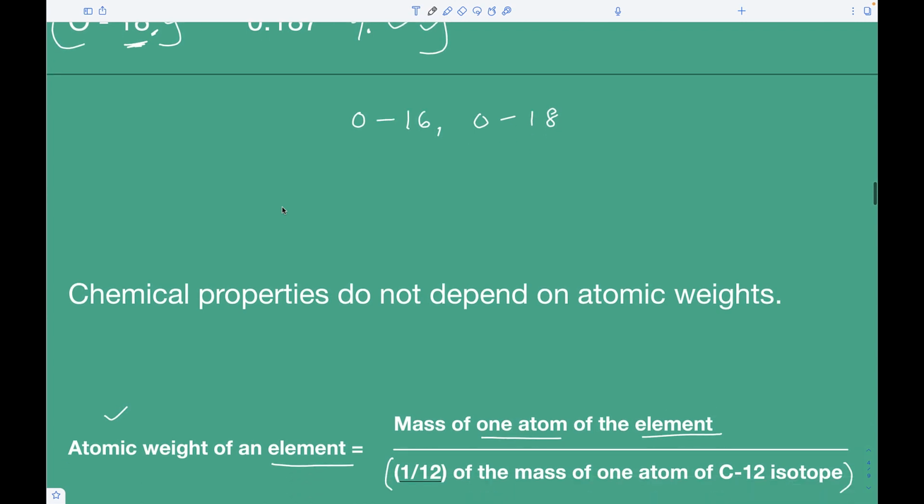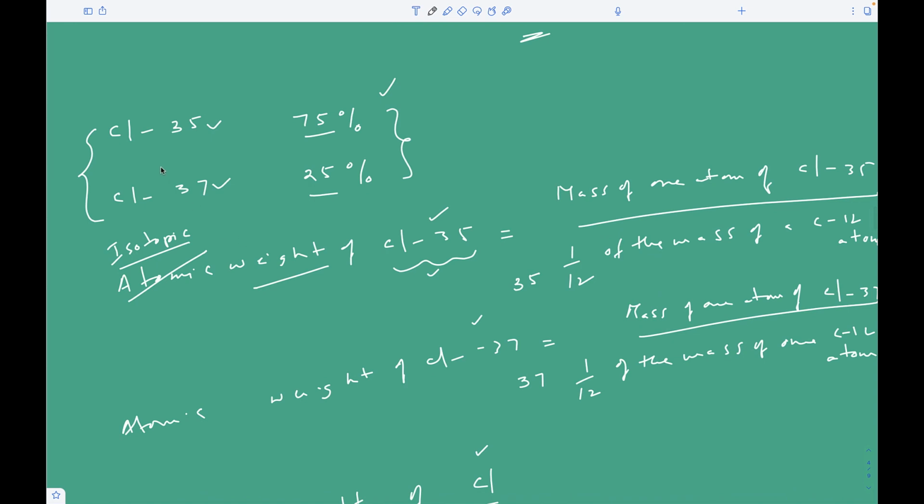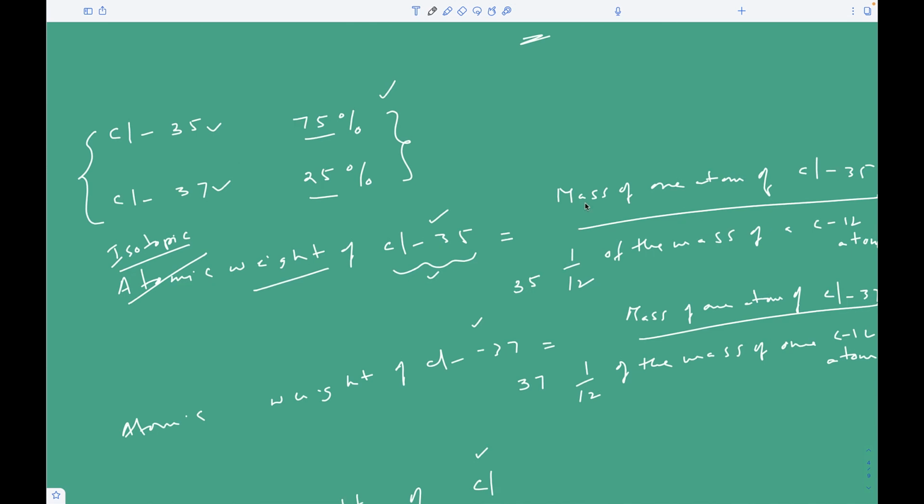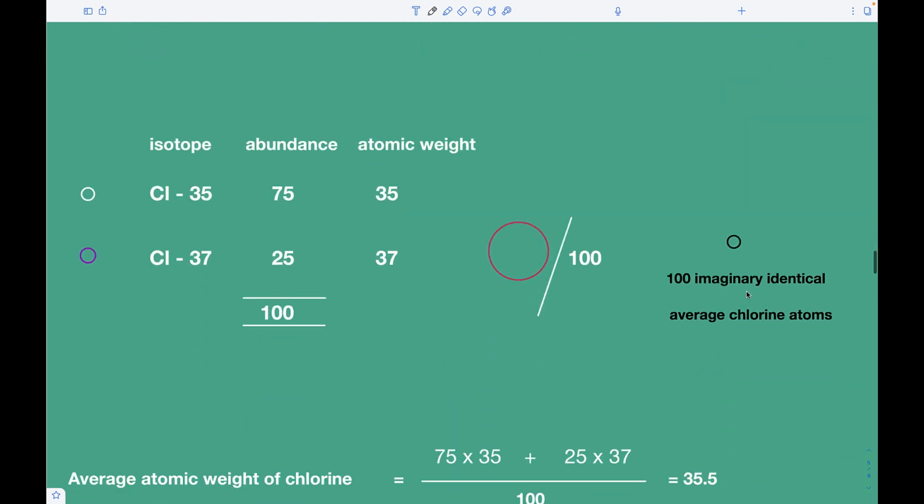Remember, the chemical properties do not depend on atomic weights. See, chlorine 35 and 37 have different atomic weights, yet they have identical chemical properties. You cannot separate them by using chemical reactions. So as far as chemical reactions are concerned, we can imagine that all the chlorine atoms in the entire world are identical, though they are not. If all the chlorine atoms are identical, then what would be the mass of such an imaginary chlorine atom?